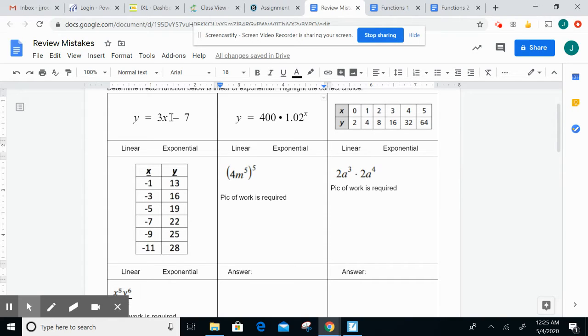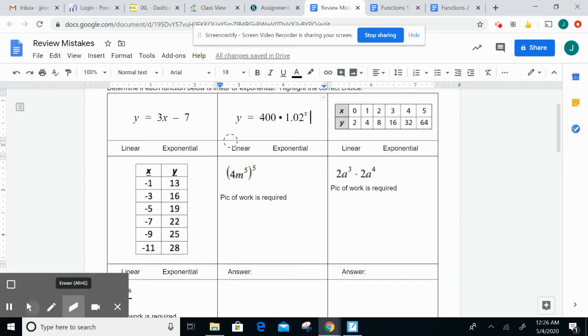All right. And what that means is just think about maybe plugging in some numbers. Plug in 0, you're going to get negative 7. Plug in 1, you're going to get negative 4. Plug in 2, you're going to get negative 1. Plug in 3, you're going to get 2. What's happening each time? You're going up 3 every time. And that makes sense because we're getting another 3 every time.